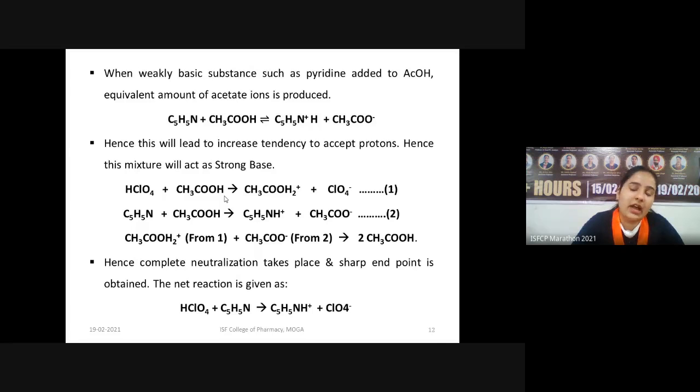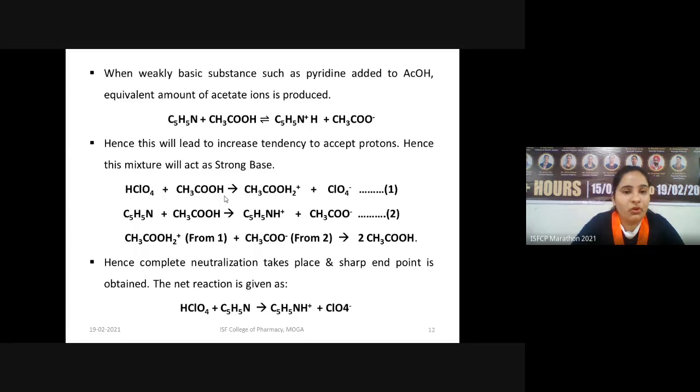This acetate ion is going to accept, because we know that acetic acid is a weak acid. So acetic acid, after the removal of H positive ion, is going to form a conjugate base. Although acetic acid is a very weak acid, after the removal of H positive ion, according to the acid base conjugate concept, it will form carboxylate ion, acetate ion, which will act as a very strong base now. So this acetate ion which has been produced will increase the tendency to accept the proton.